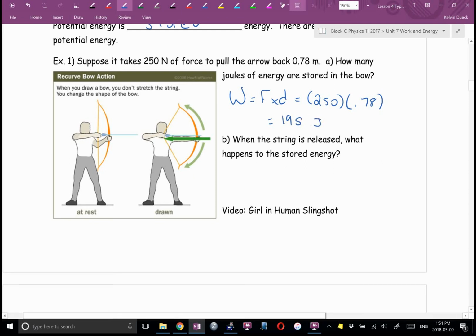The sugar that I ate in the morning? The chemical energy in the food that I ate? When I release the string, what happens to that stored energy? It gets transferred. What does it get transferred to? It turns into kinetic. Put in brackets the arrow. Put your pencil down.